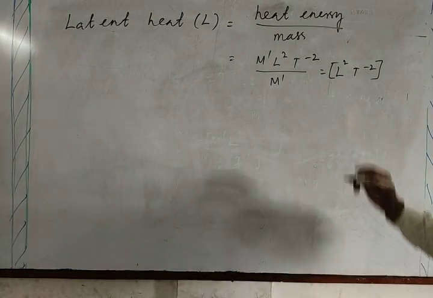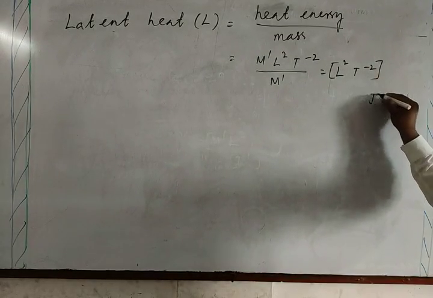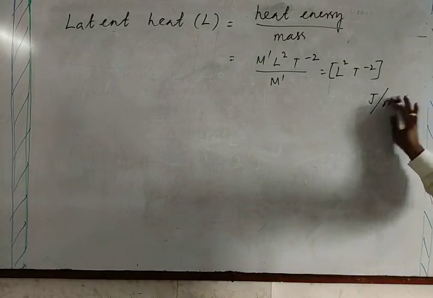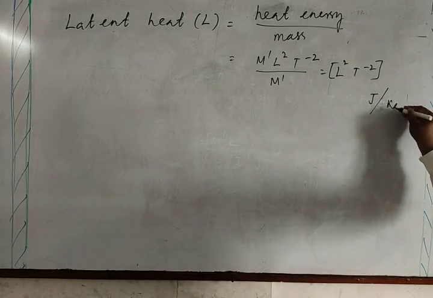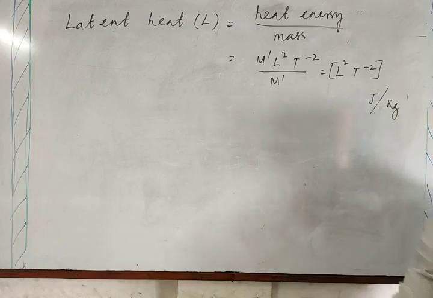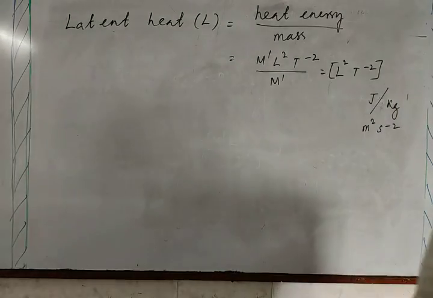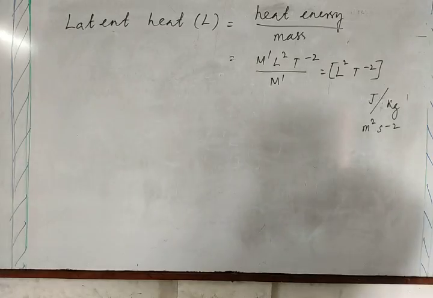So for latent heat, the unit we can write for heat energy is joule per mass, that is joule per kg. Or from here you can also say meter square second minus 2, that is the unit for latent heat.